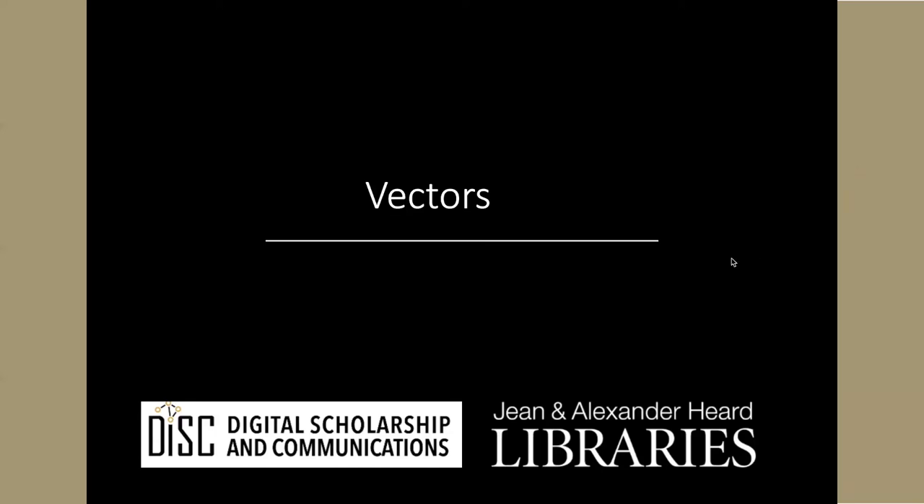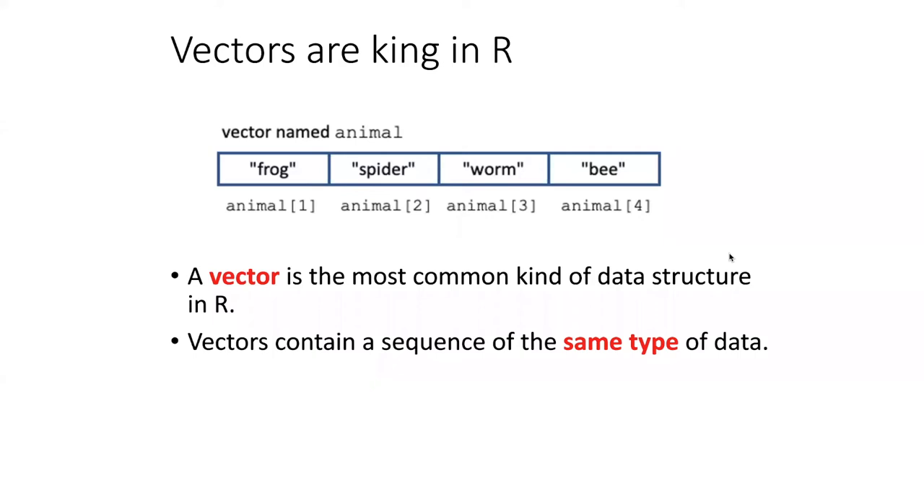We're now ready to talk about vectors. Vectors are the most important data structure in R. They're found all over the place. So a vector is a named object. We can think of it as a one-dimensional structure, something like a row of slots with a certain number of spaces where we can store things.